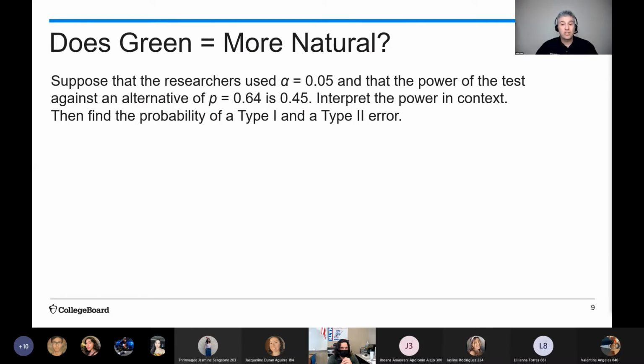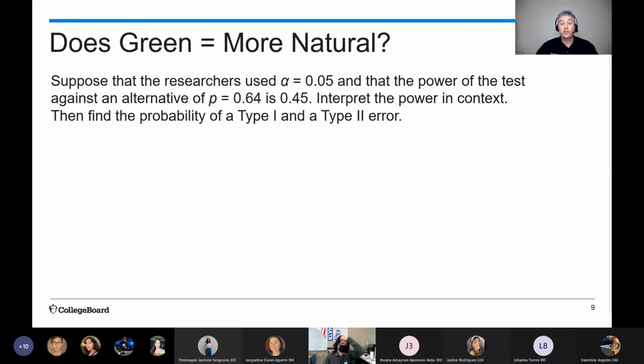So before we answer these questions, I want to reread the question because that first sentence might sound a little confusing. It says, suppose that the researchers used a significance level of 0.05. Well, that's pretty standard. And that the power of the test against an alternative of p equals 0.64 is 0.45. So we're saying the power is 0.45, and it's that number for the specific case that the truth is 0.64. We're not going to get into the calculations in this video, but the calculation of power depends on what the true value is, if it's something different than the null.